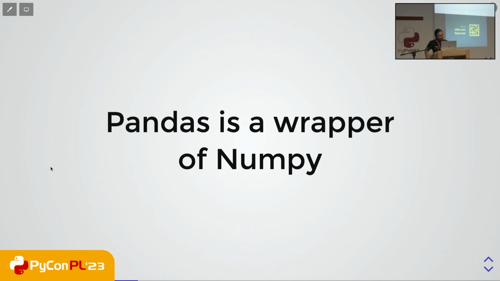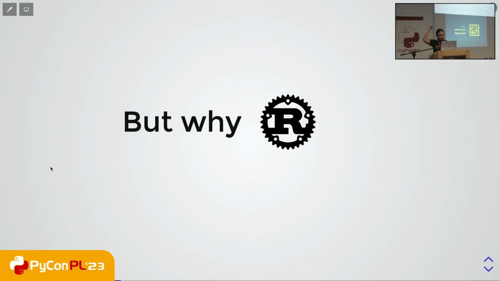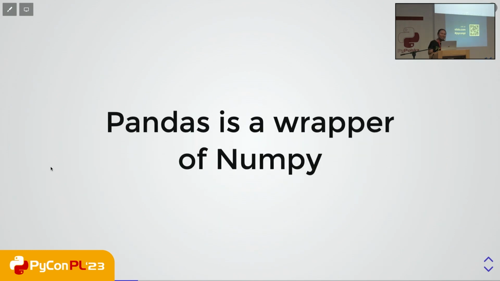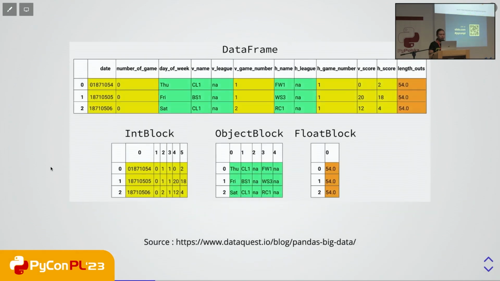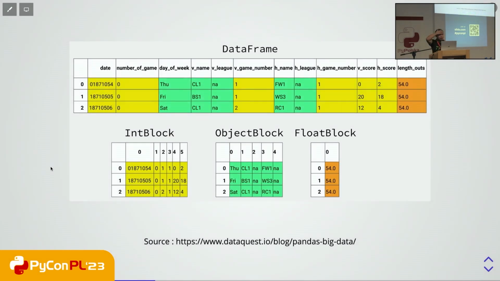Yeah, we'll talk about that a bit later. Also, the difference with pandas is not just Rust and not Rust, right? Pandas is actually not a pure Python library. It's actually a wrapper of NumPy. So NumPy uses a lot of C extensions to do a lot of calculation for you. For example, this is a pandas data frame. I stole this picture from someone else, so you can look at their blog if you want to.